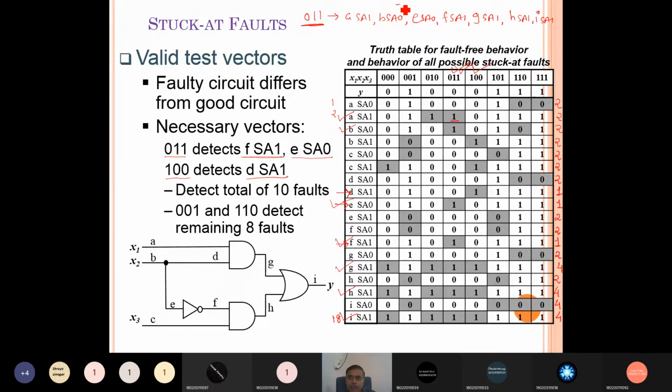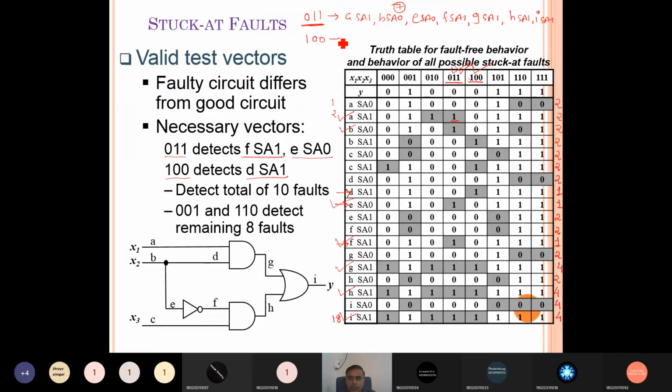So out of 18, 7 faults can be detected using only one combination, which is 011. Now 100 is also essential, because to detect the D stuck at 1 we require a 100. So the 100 combination is also essential.